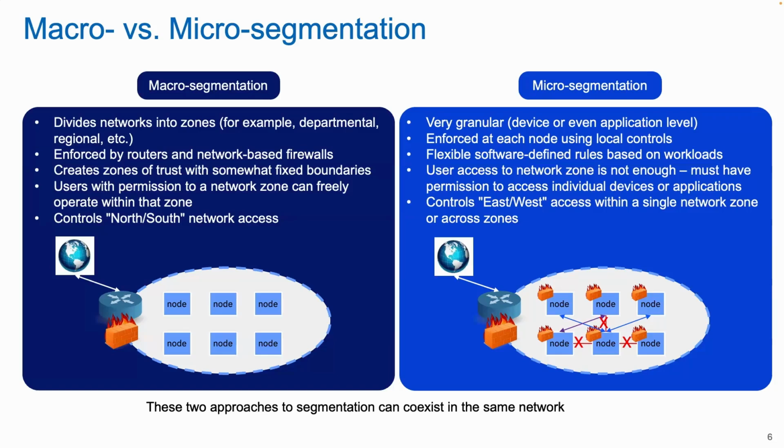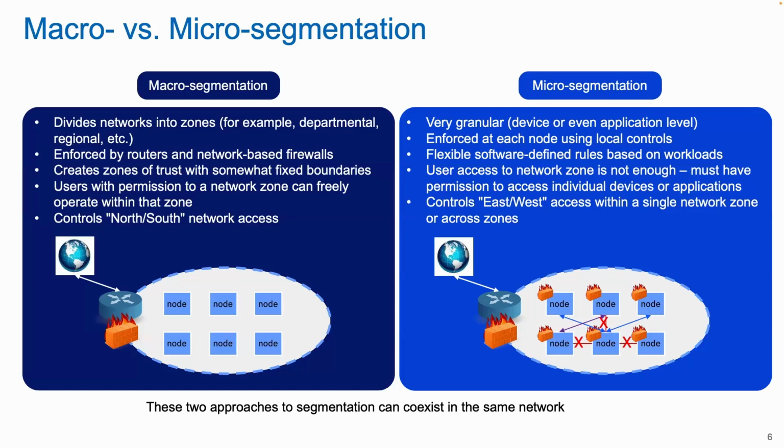Obviously, with macro segmentation, the implementation is a lot easier. It's going to be a lot more complex with micro segmentation because you are potentially developing these policies and rules on an application or workload basis. Similarly, the cost for macro is going to be a lot cheaper, but you do get a lot more enhanced security and adaptive policies with micro segmentation.